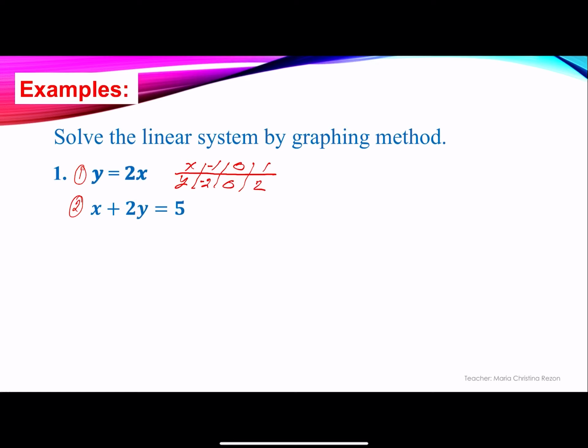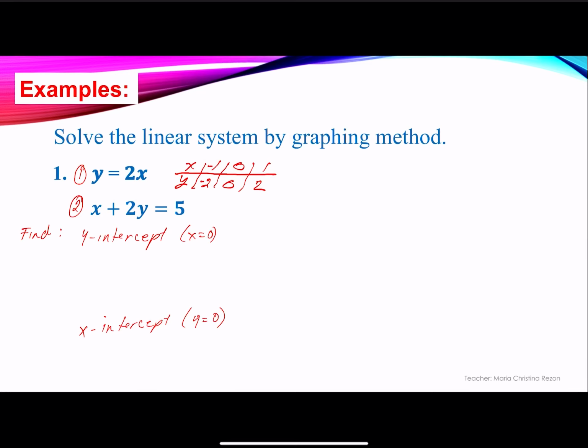For your second equation, we use the x and the y-intercept. So we find the y-intercept. And how to find the y-intercept? You set x to 0. And then you have to find the x-intercept as well. And how to find the x-intercept? You set y to 0. So let's solve for that.